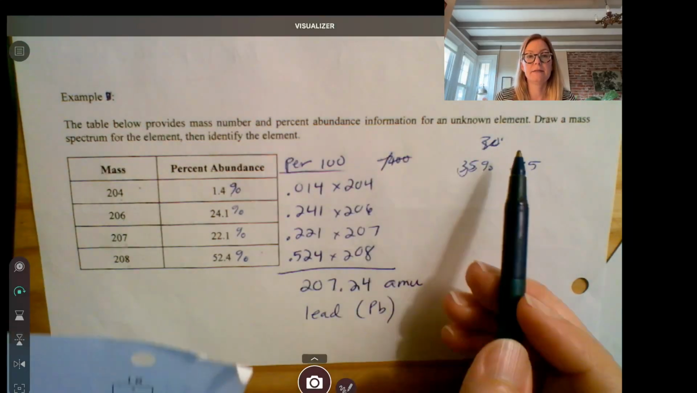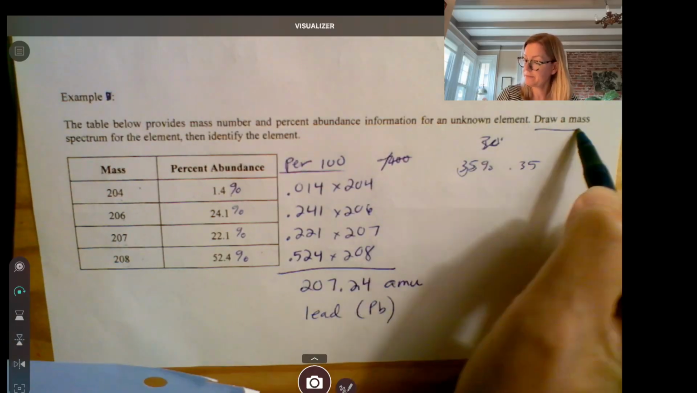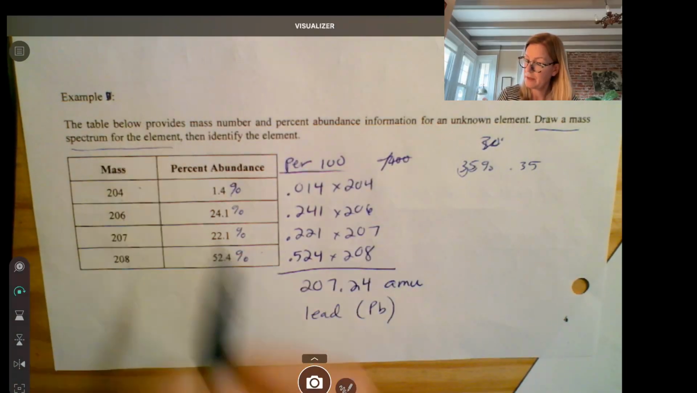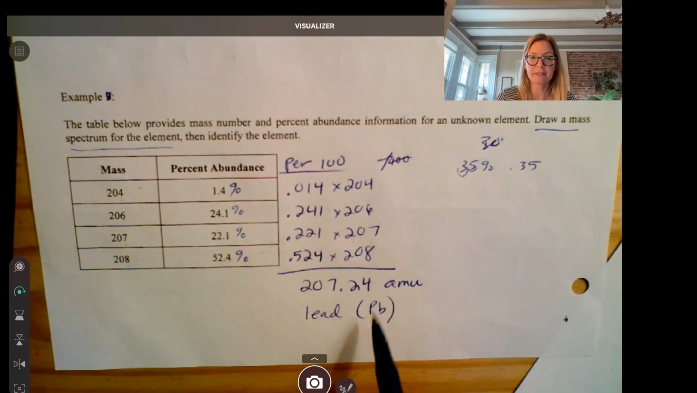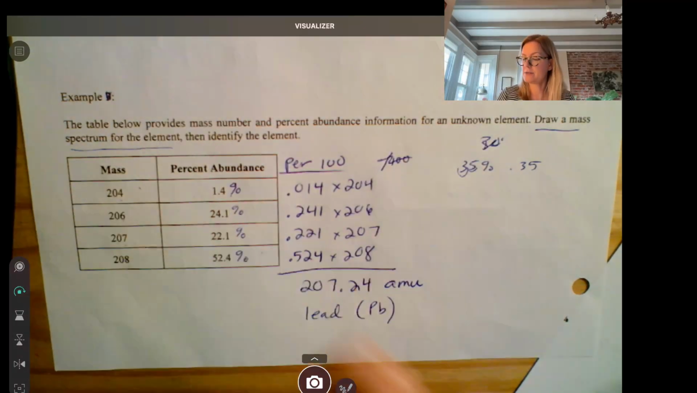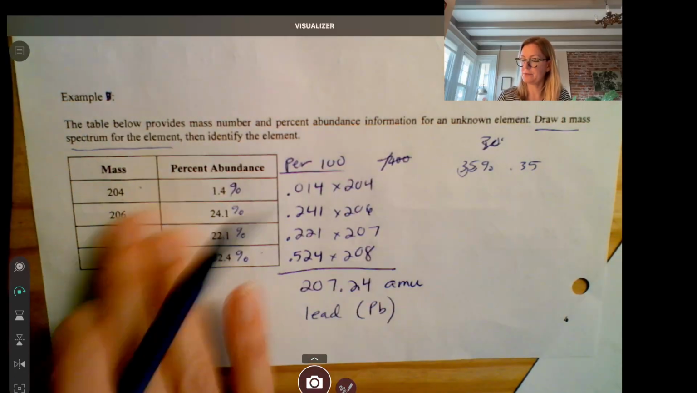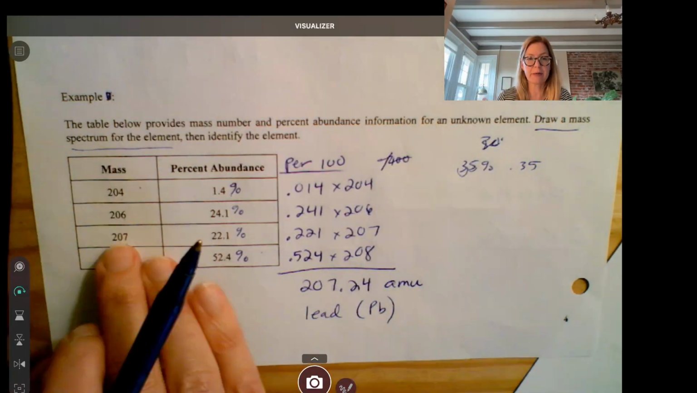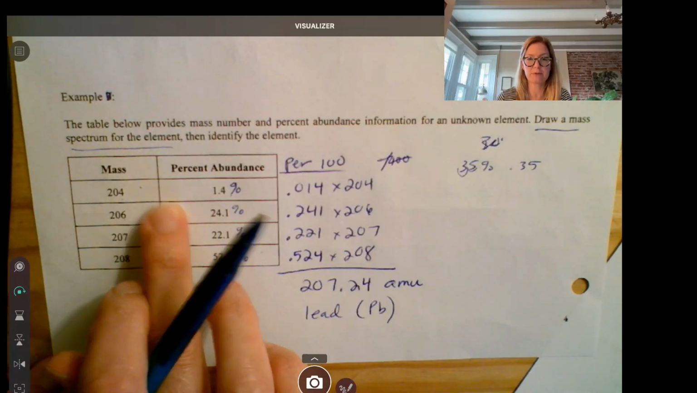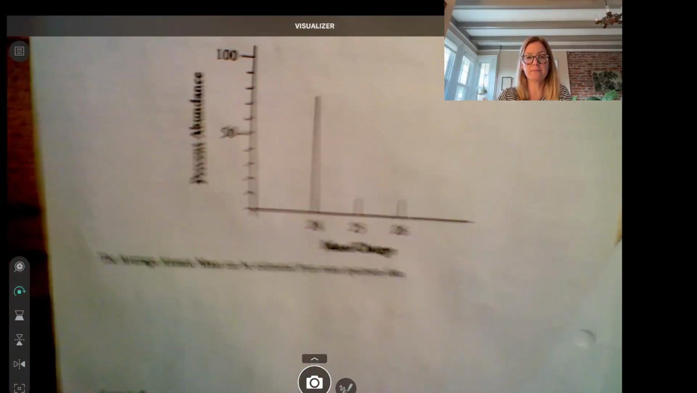And then, let's see, we identified the element. It also wants you to draw a mass spectrum for the element. We'll draw that in a second. But we already calculated and identified the element. So we'll come back to the drawing later, but just keep this in mind, how we calculated the average atomic mass. We expected it to be closer to 208 than 204, and it was, and it matched something on the periodic table. So let's go up here.